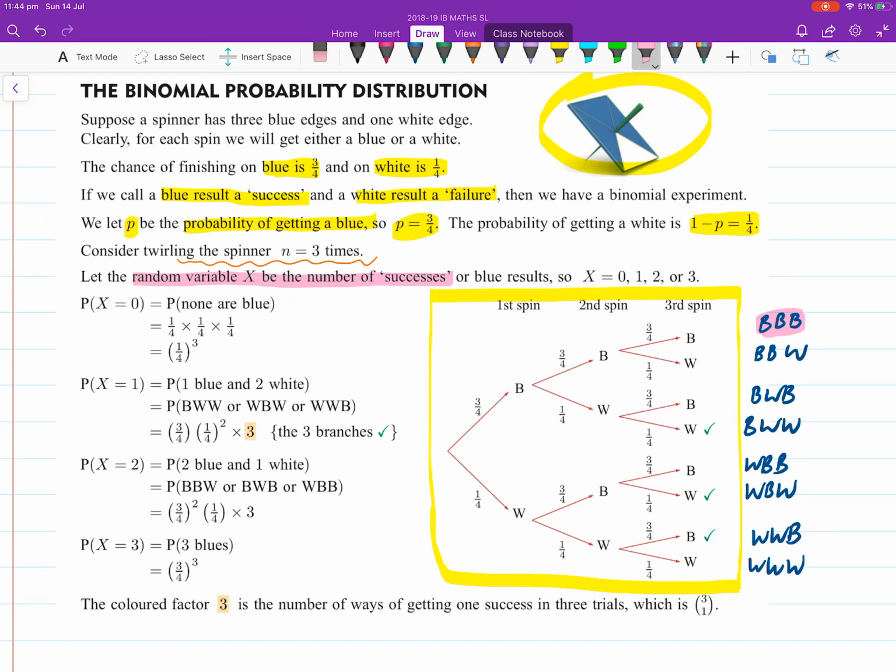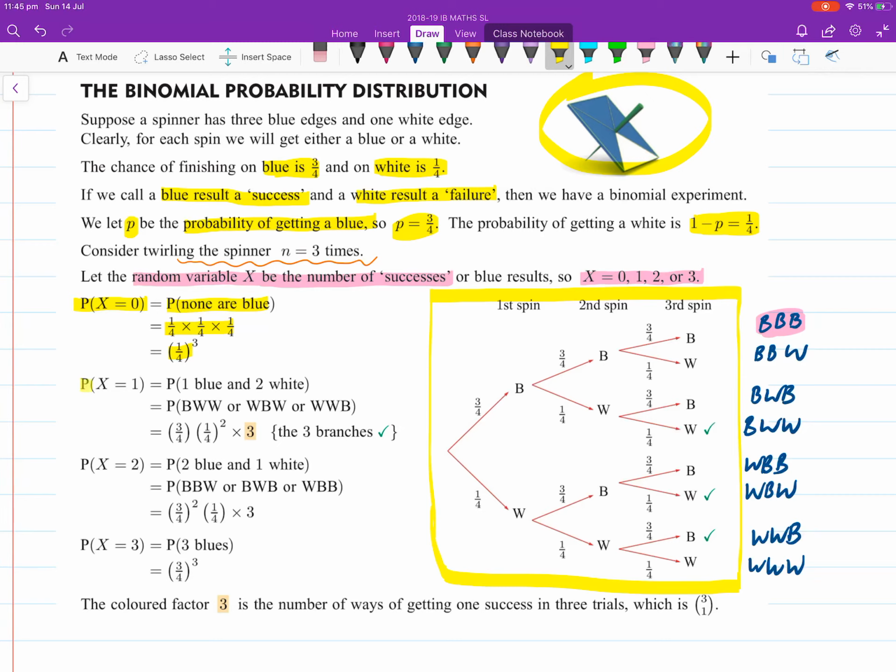So what are the possibilities? X could be 0, 1, 2, or 3 blue, right? So we've got to go through each case. Let's start with the probability of X equals 0. The probability of getting 0 blue means white, white, white, right? So that's 1/4 times 1/4 times 1/4. Makes sense. So we get 1/4 to the power of 3 if we want to write it in index form.